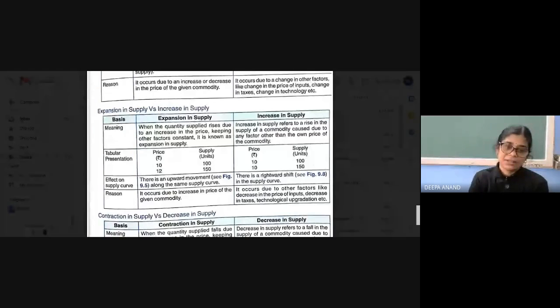So if you visualize that, if you keep in mind that particular graph, you can explain this. Reason for expansion of supply, price. Increase in supply, other factors. Okay, so that is expansion versus increase, and the next is contraction in supply versus decrease in supply. The same way you will do. Contraction in supply means decrease in the supply due to the change in price, or else you can say fall in price. Decrease in supply means decrease in supply due to the other factor.